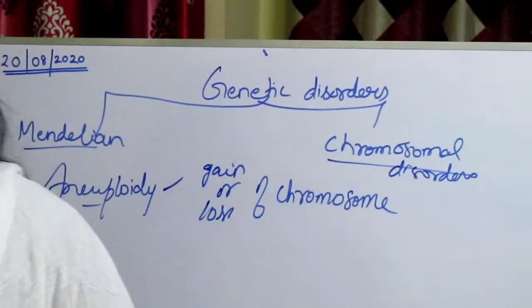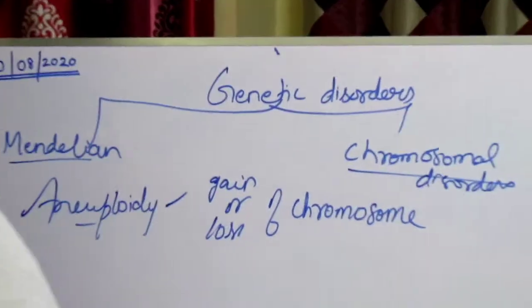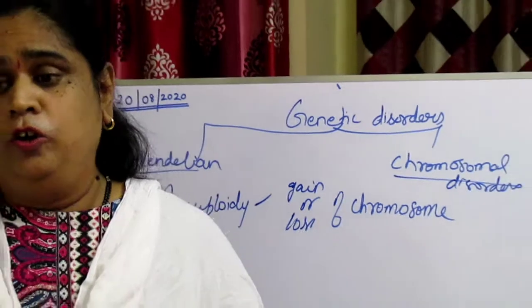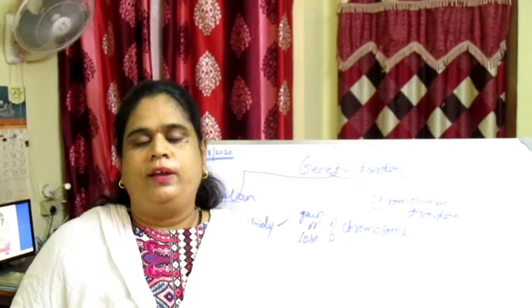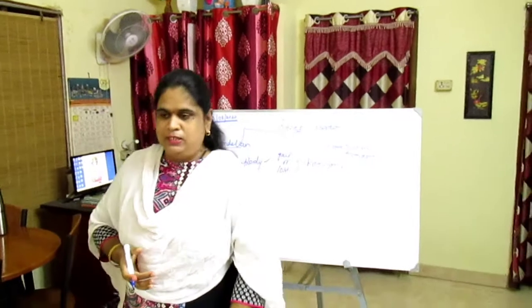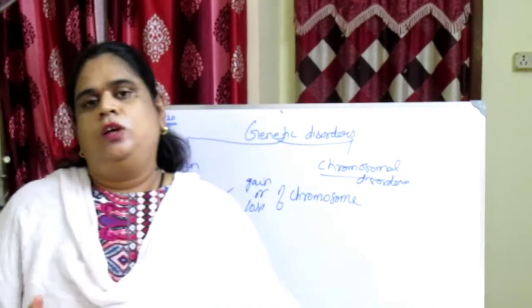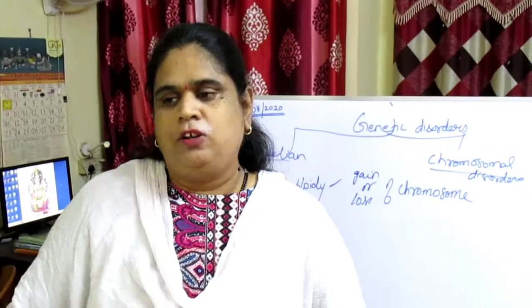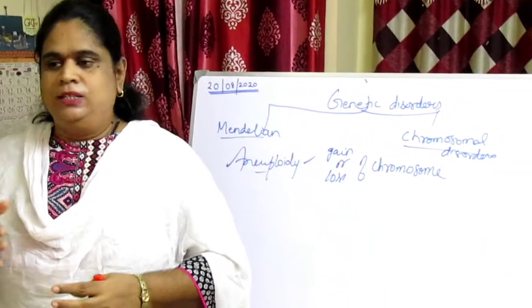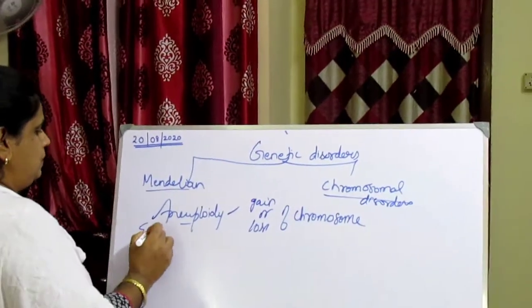When talking about these disorders, they are caused by the non-disjunction of chromosomes. The group of signs and symptoms that occur together and characterize a particular abnormality, you call a syndrome. Understood? Now we'll see the examples of chromosomal disorders.